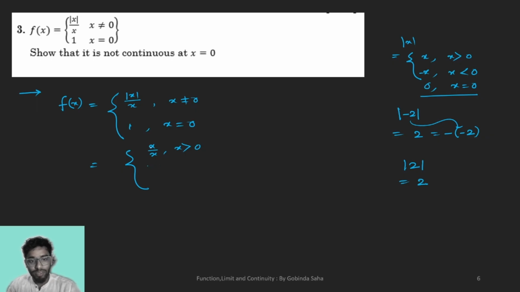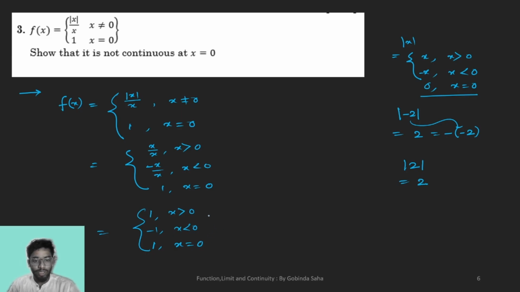Because we know mod x is x when x is greater than 0, and mod x is minus x if x is less than 0. And 1 is also already given at x equals 0. So in the next line, x by mod x gives you 1 for x greater than 0, minus 1 for x less than 0, and 1 for x equals 0.